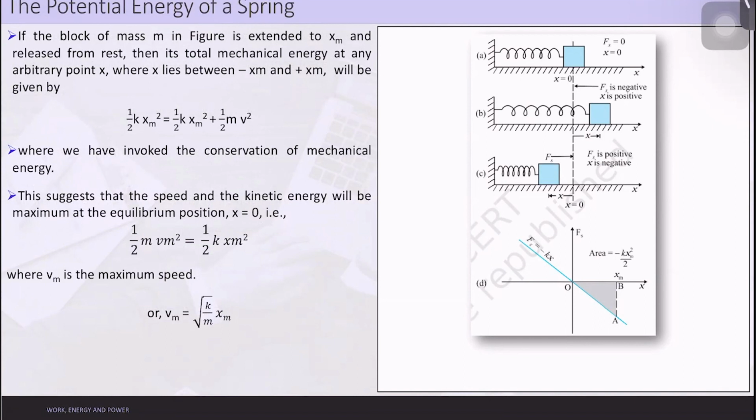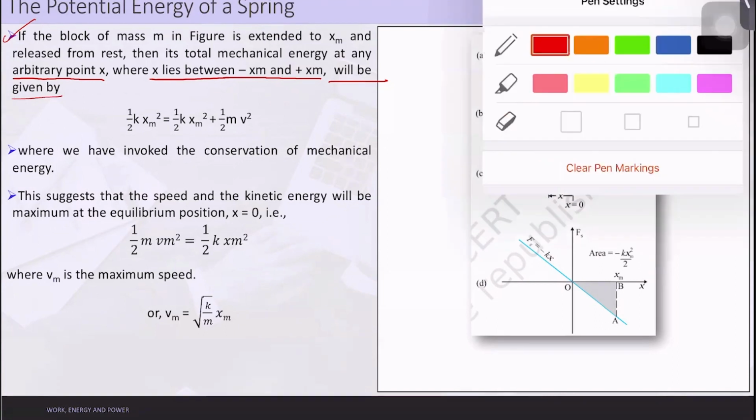Moving forward, if the block of mass m in the figure is extended to xm, so let us say we go from this location to this location and it is released. At this location we were first holding the block and then we released it. When we released it, first of all we should know that the total mechanical energy will be the same. So the total mechanical energy at any arbitrary point x, where x lies between minus xm and plus xm. Please remember, we can only talk about the range from this xm to this minus xm.